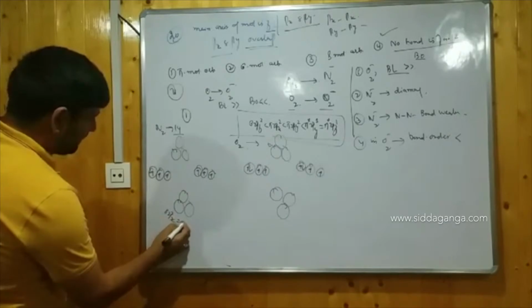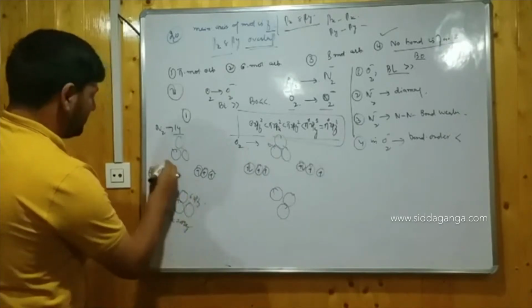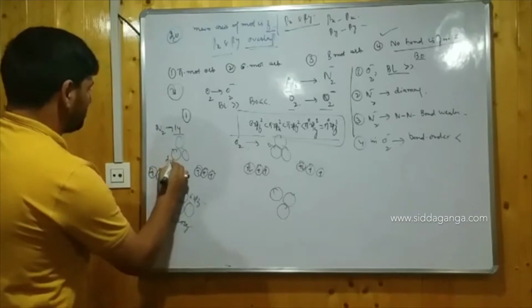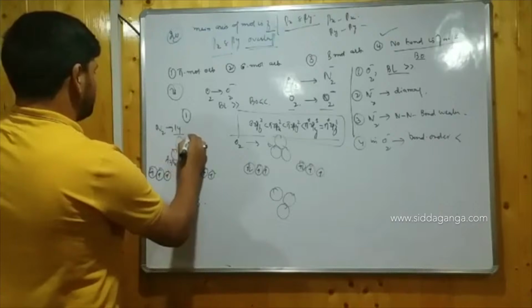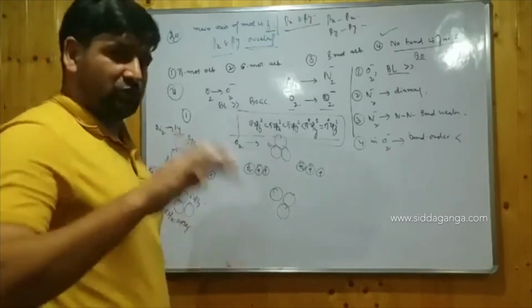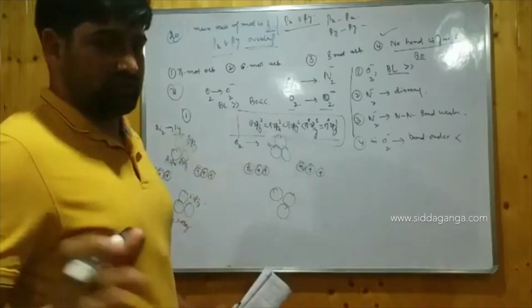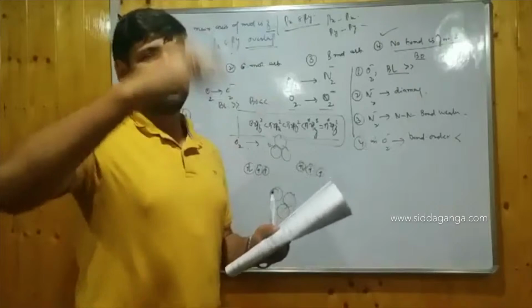Pi 2px equals pi 2py, and this is sigma 2pz. Here, pi star 2px, this is pi star 2py, this one is sigma star 2pz. Total electrons 14. 1s, 1s, 2s, 2s, I have not taken into consideration, because 1s, 1s cancel, and 2s, 2s cancel.